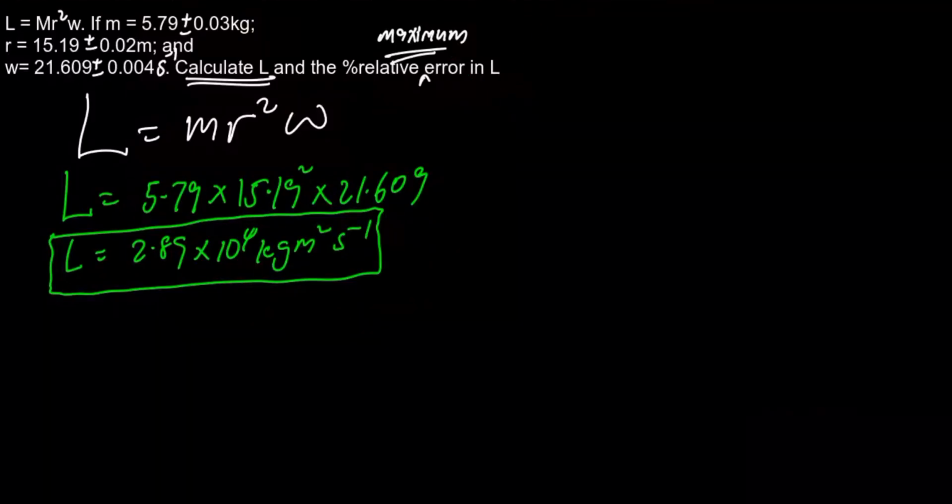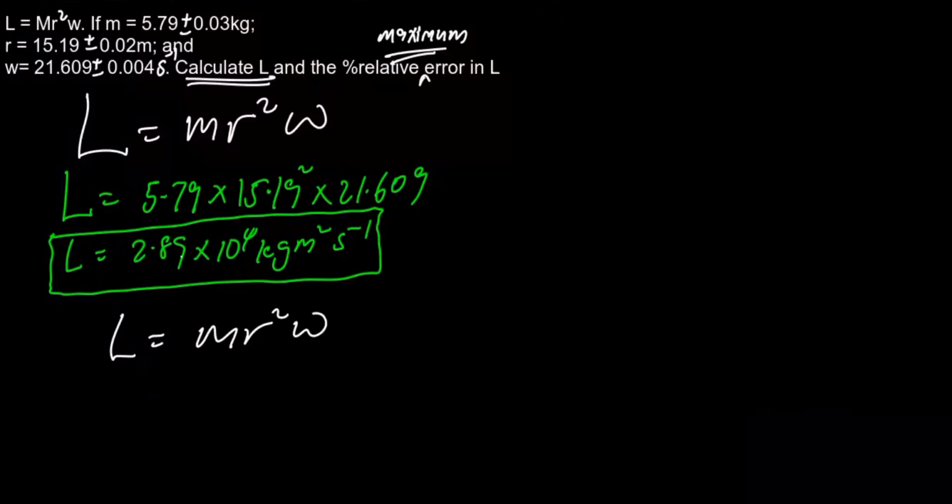Now, I have this formula, L equal M R squared omega. And we have to calculate the percentage relative maximum error. Forget about those ones. How do we express this L in terms of the maximum error? How do we even find the maximum error in L? So what do we do? Now you can see this formula relates multiplication. So what will I do?